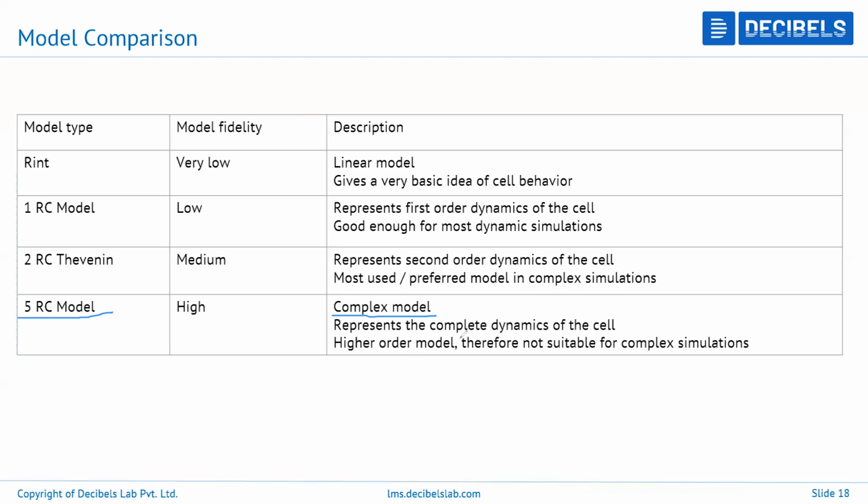It's going to slow down the system, and it's going to increase the simulation runtime. So this is not usually preferred. Usually you won't go for this for simulation. Usually, as I said again, 2RC is preferred.